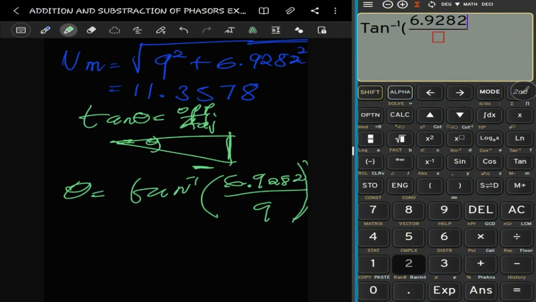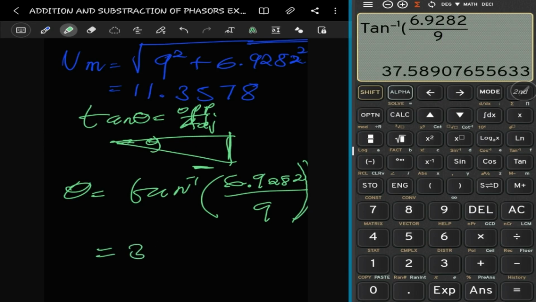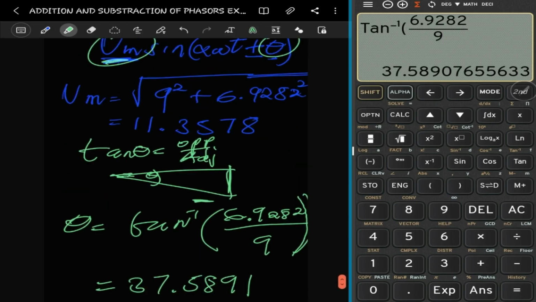6.9282 over 9. Then again, the unit is very important because we are dealing in degrees. This should be in degrees. That's 37.5891, 4 decimal places. So now we have the peak.